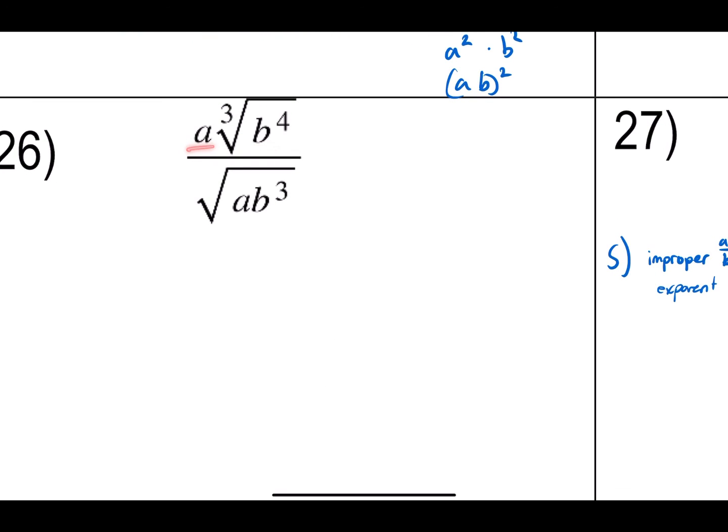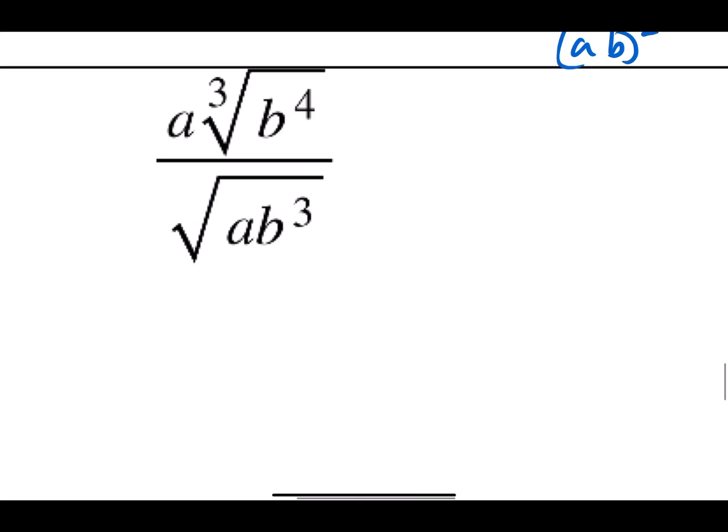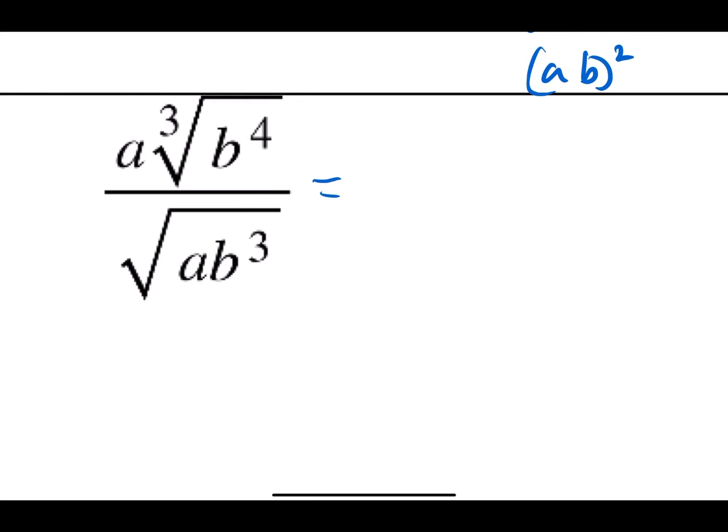I have a's, a cube root of b to the 4th, square root of a, square root of b cubed. I have a radical in the denominator, which I can't leave. So let's see what I can put together. This is a to the 1st power in the numerator. And the cube root of b to the 4th power is b to the 4/3 over. The square root of a is going to be a to the 1/2. And the square root of b cubed is going to be b to the 3/2.